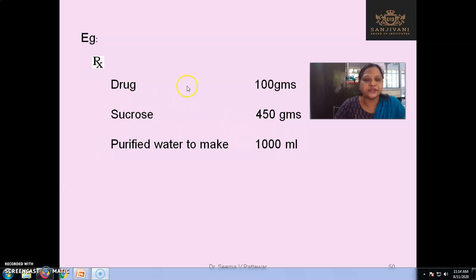So this is actually the prescription. The drug requires 100 gram, sucrose 450 gram, purified water up to 1000 ml. So this is the total volume, and this is the individual amount required.